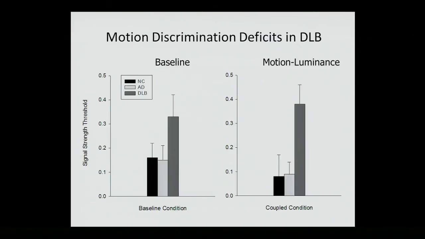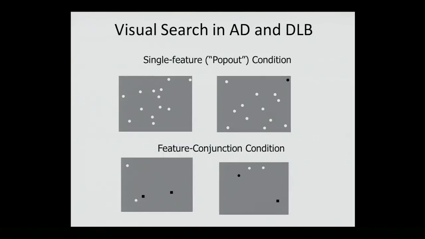When we looked at patients with dementia with Lewy bodies, we couldn't even get that far. They had a primary deficit in just seeing motion or discriminating the direction of motion, even in the baseline condition. So we saw that here compared to both normal control subjects and patients with Alzheimer's disease. And in the motion luminance condition that Alzheimer patients could do normally, dementia with Lewy body patients were severely impaired. So they have a strong deficit in visual integration.